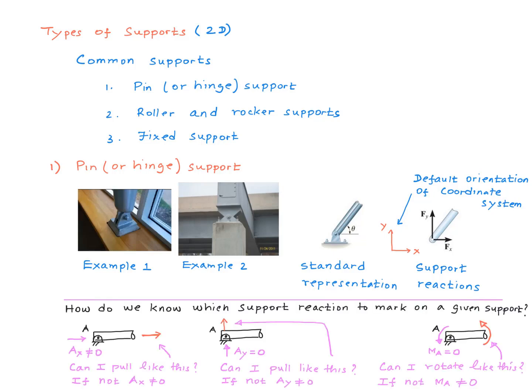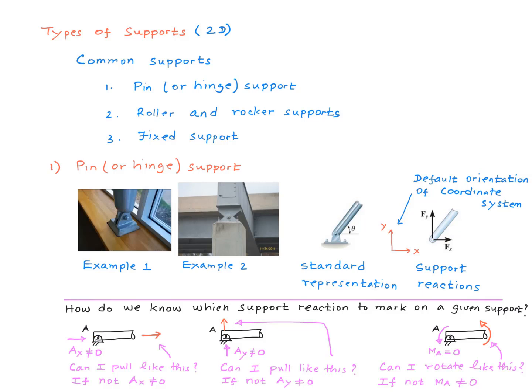The answer is yes. Supposing, say, you try to pull the structural element out of the support like shown in this first picture. If you can't pull it because the support is holding it back, then AX is not 0. So you're pulling it in the horizontal direction and you can't pull it in that direction, and therefore there is going to be a force in the same direction, horizontal direction, offered by the support. So AX in general is not 0.